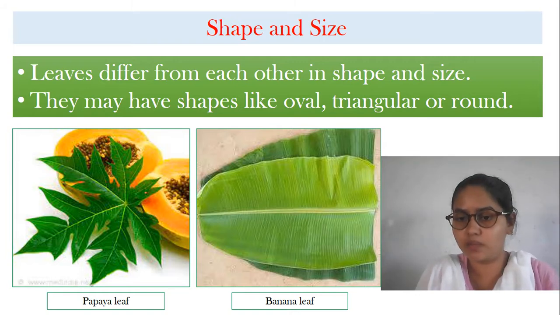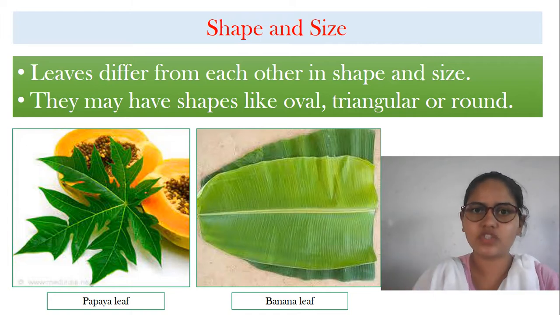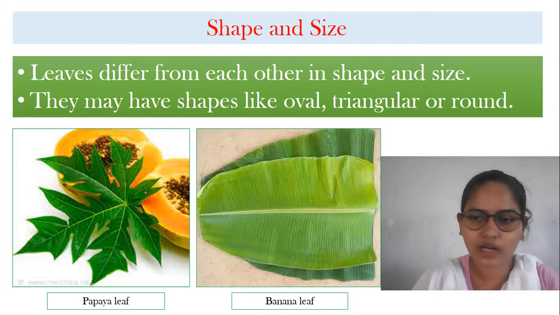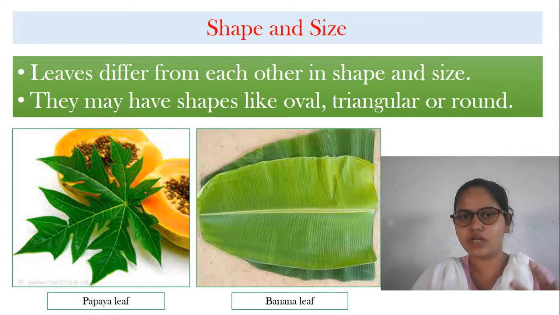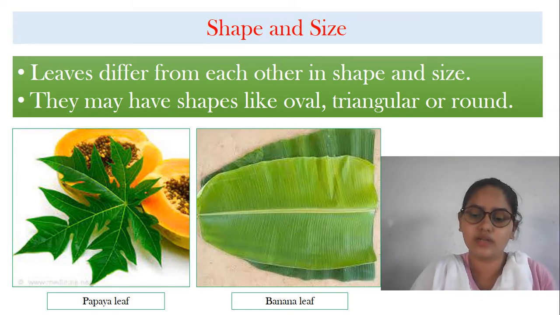If a human being has a shape and size, then the leaves also have a shape and size. You can see the shape and size: triangular, oval, the triangle, round. How are the banana leaves different from the papaya leaves, right? All of them have a different size and shape. So we learn about how they are different from one another, right?